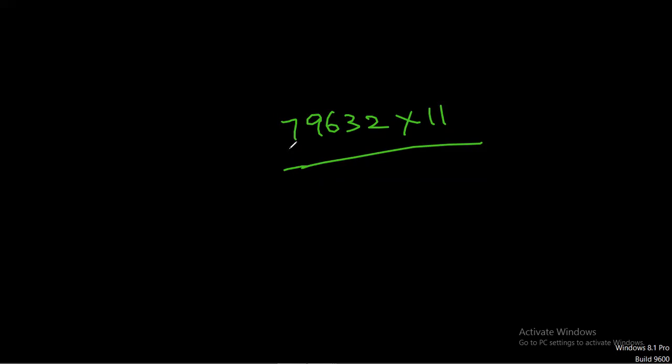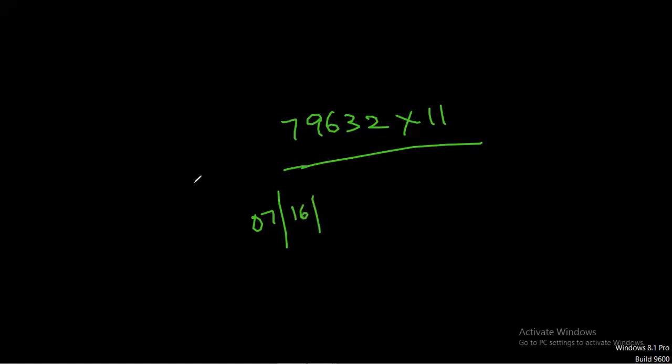What is the first digit from the left side? First digit I am asking. Digit 7. So we have to write the first digit as it is. Then add the first 2 digits. I sent you the answer.